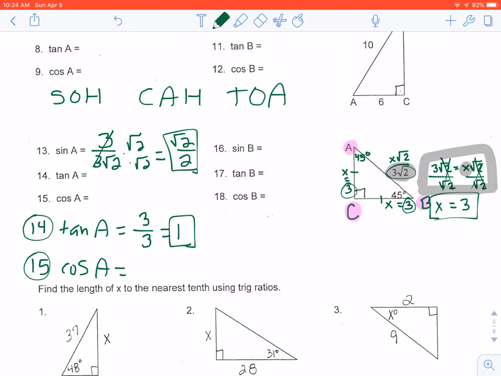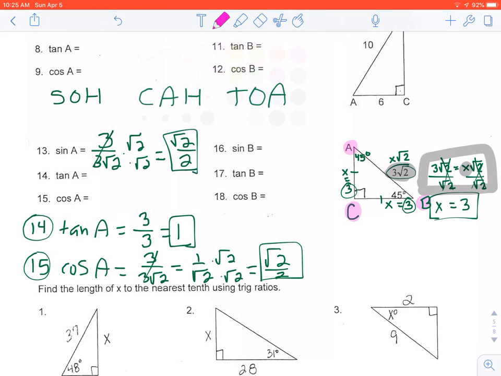Cosine of A is adjacent, which is 3, over hypotenuse, which is 3 square root 2. Let me rewrite this one out for you. Those 3's cancel. You then need to multiply the top and bottom by square root 2 to rationalize your denominator. So 15 is just square root 2 over 2.